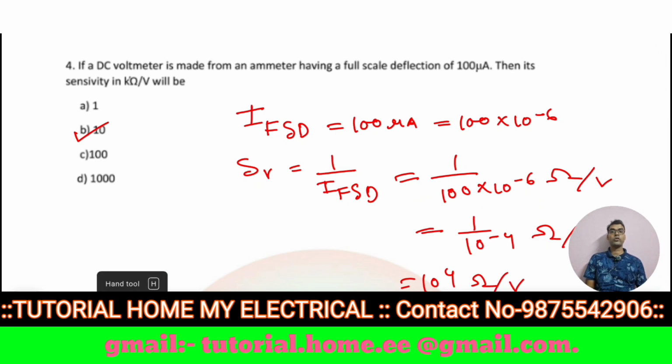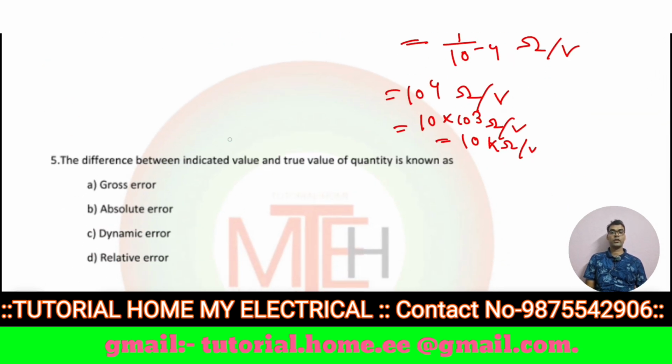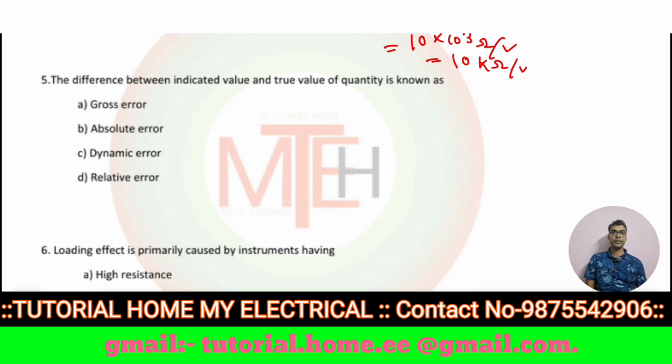Okay, going to the next question, the fifth question. The difference between the indicated value and the true value of a quantity is known as. We know the difference between the indicated value and the true value is the absolute error. Option A is Gauss error, B is absolute error, C is dynamic error, D is relative error. The correct answer is absolute error.